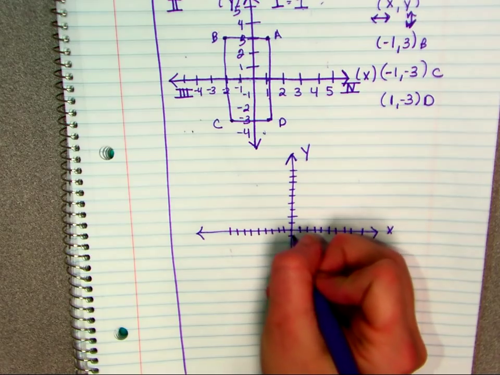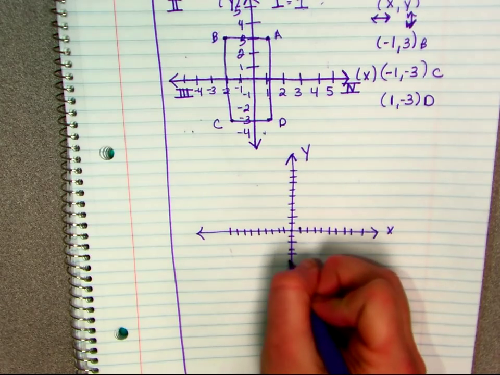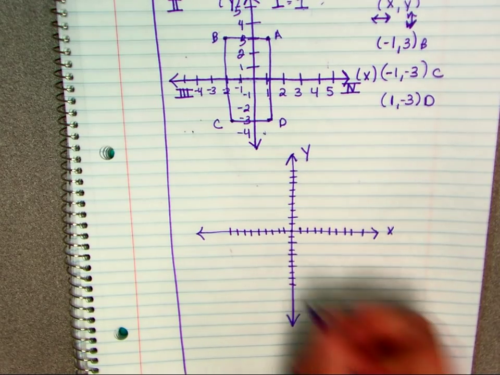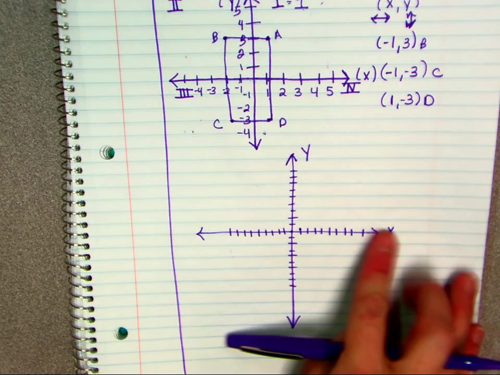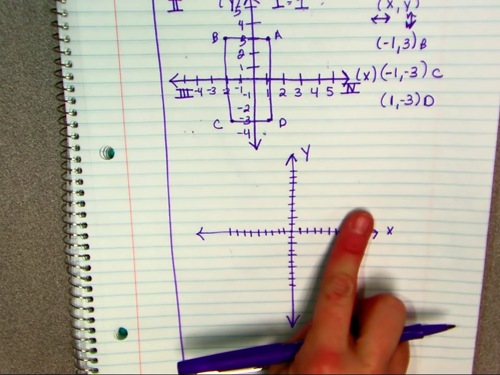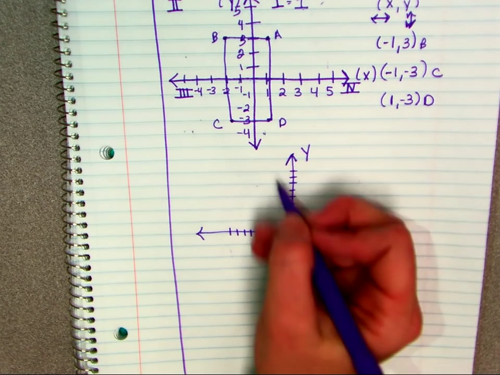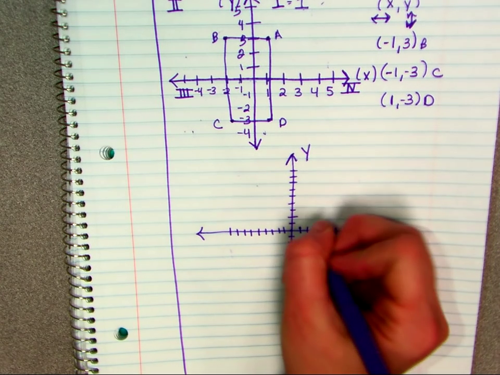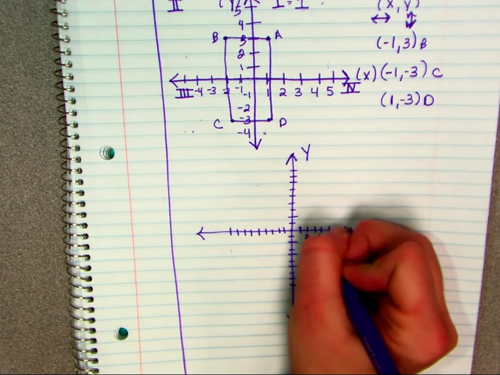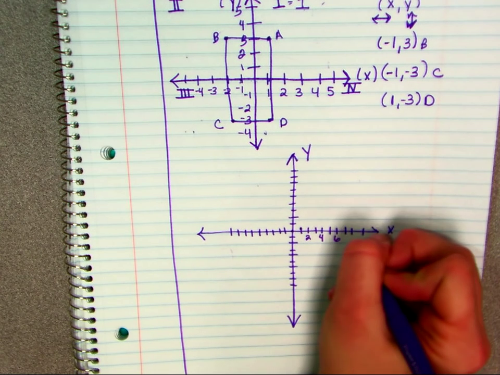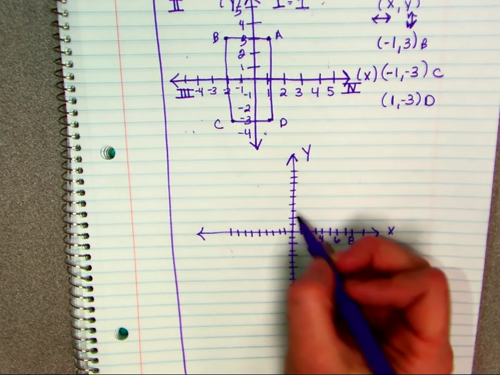For the sake of this lesson, I'm only going to deal with quadrant 1 over here in the positive. So don't worry about necessarily numbering over here. I'm also going to number by 2s because it's a little smushed, and so I want to give myself enough space.